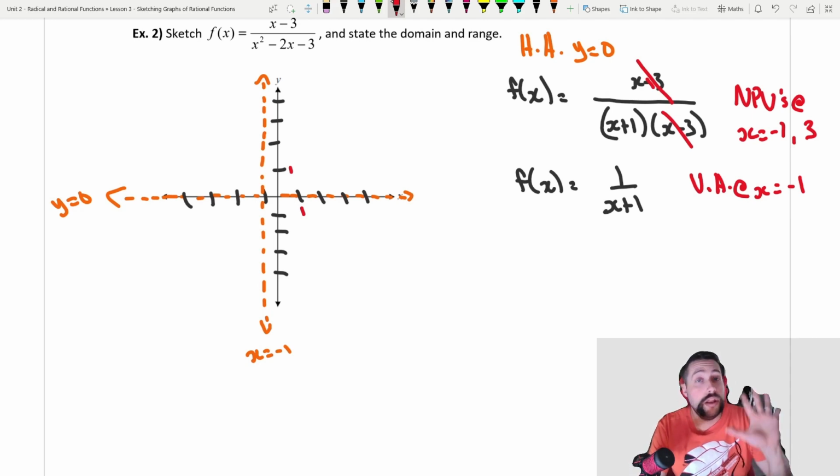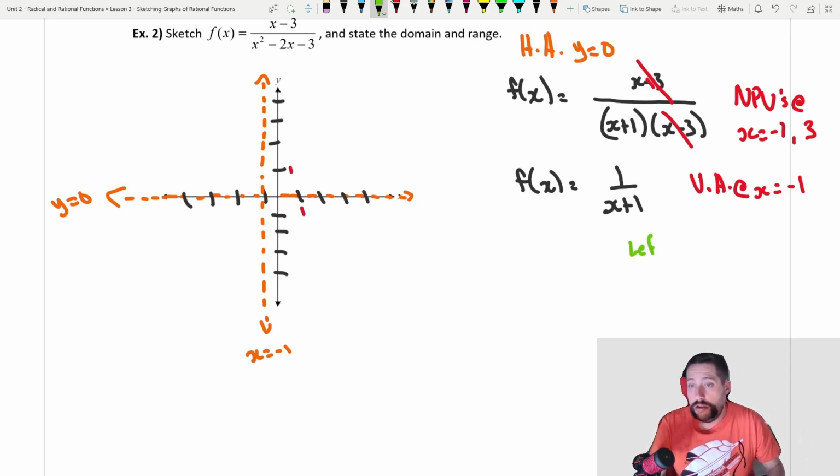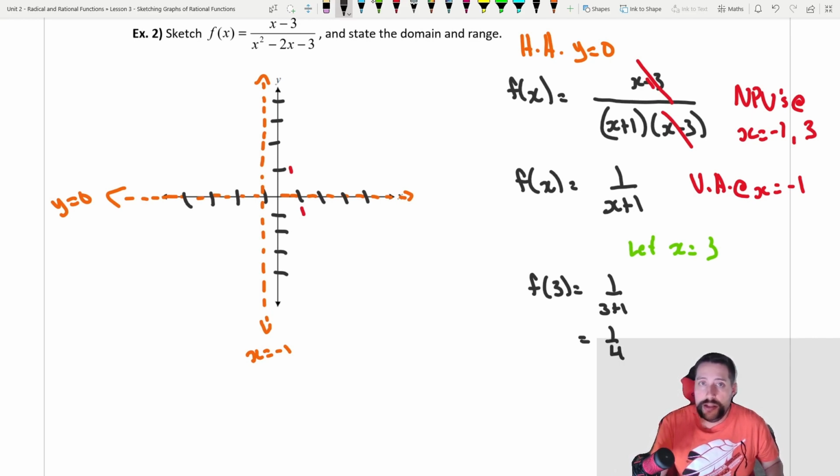The next step we need to do is solve for the point of discontinuity. So let x equal 3. That was the other non-permissible value that wasn't used. That means f of 3 is equal to 1 over 3 plus 1, so it's going to be equal to 1 over 4. I'm just going to write it in green again. The point of discontinuity is at (3, 1/4).